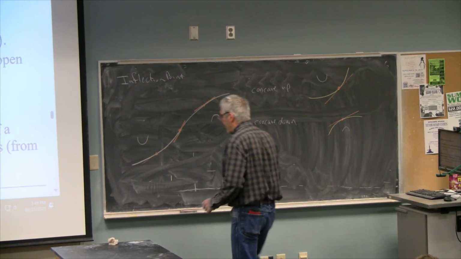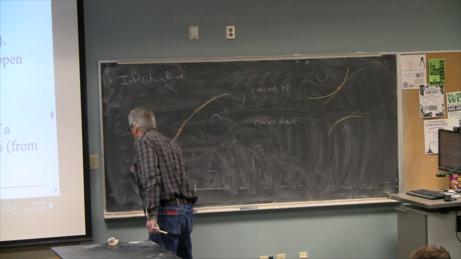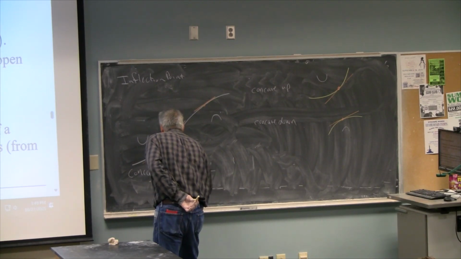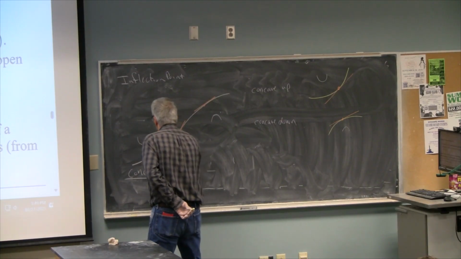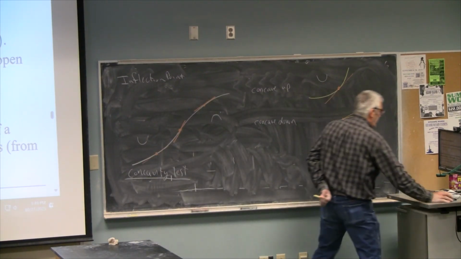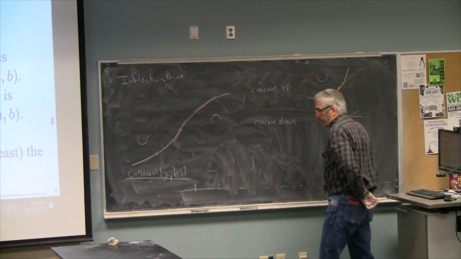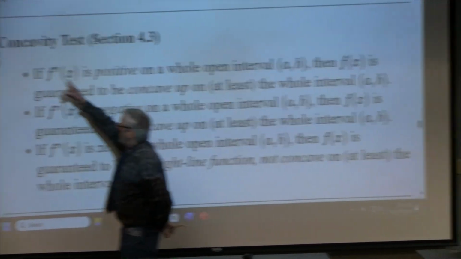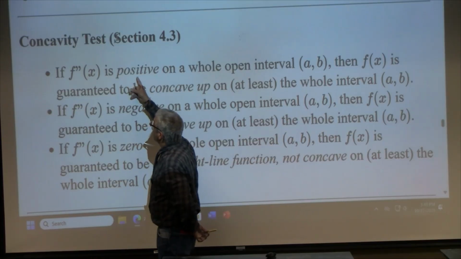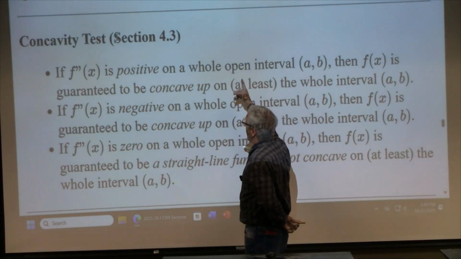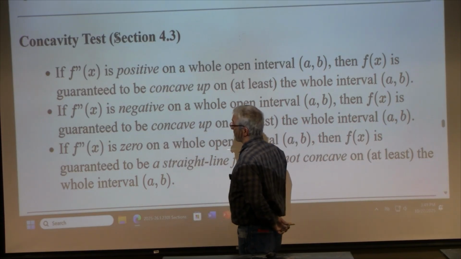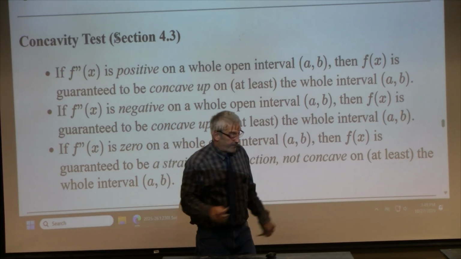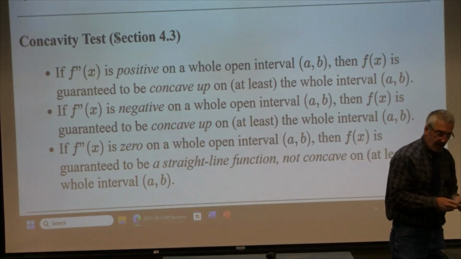Okay, so that's the definition of concavity, and then we have what's called the concavity test. It's analogous to the increasing-decreasing test, but it's about f double prime. If you check the sign behavior of f double prime and find out that f double prime is positive on an interval, that tells you that the function f is concave up on that whole interval, at least. And if f double prime is known to be negative on some whole interval, that tells you that f is concave down on that whole interval.